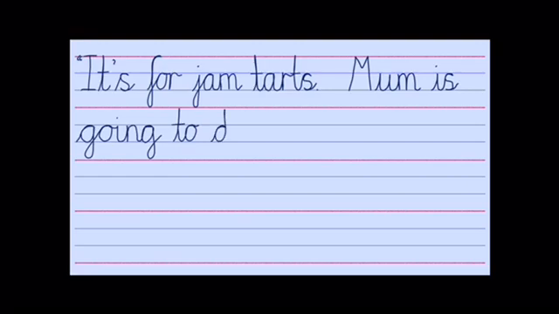And he carries on to say, Mum is going to do them and I'm helping. Mum. Capital M. Mum is going, where we have the word go and we just add suffix ing. To do them.